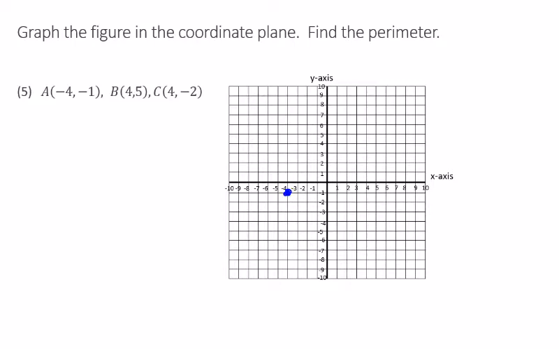4, 5 is right here. 4 on the x, 5 on the y. And then 4, -2 is right here. Okay. So we have this shape.